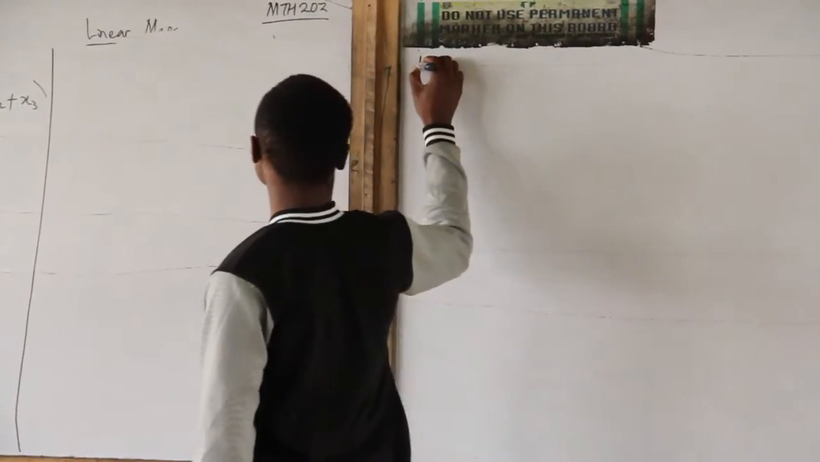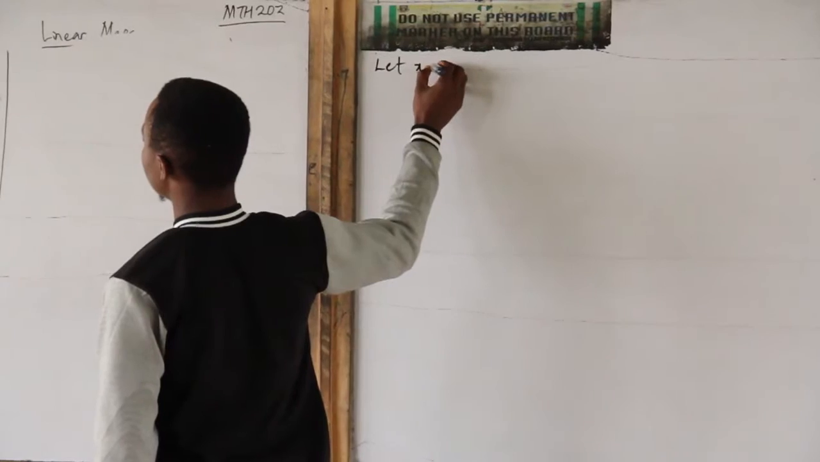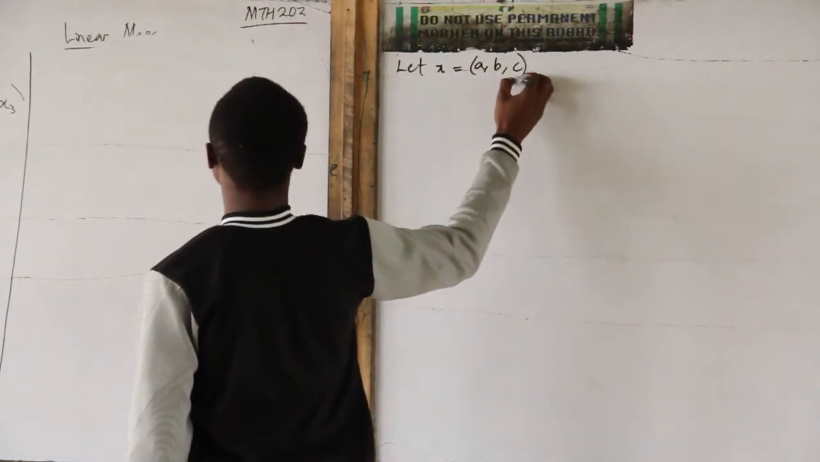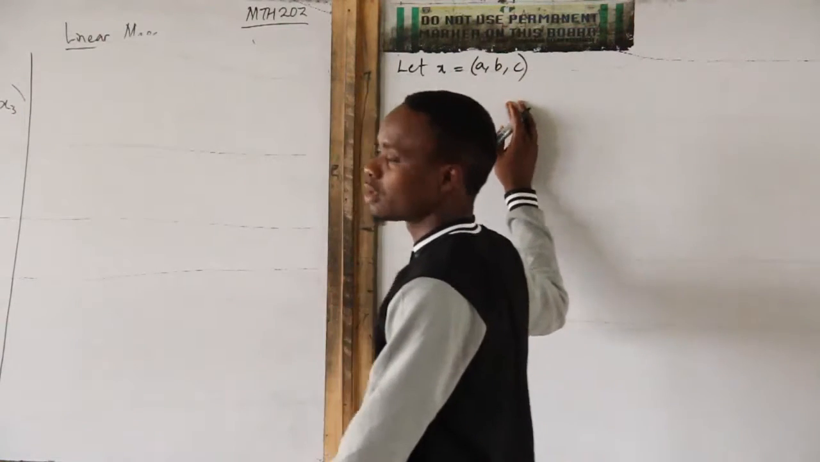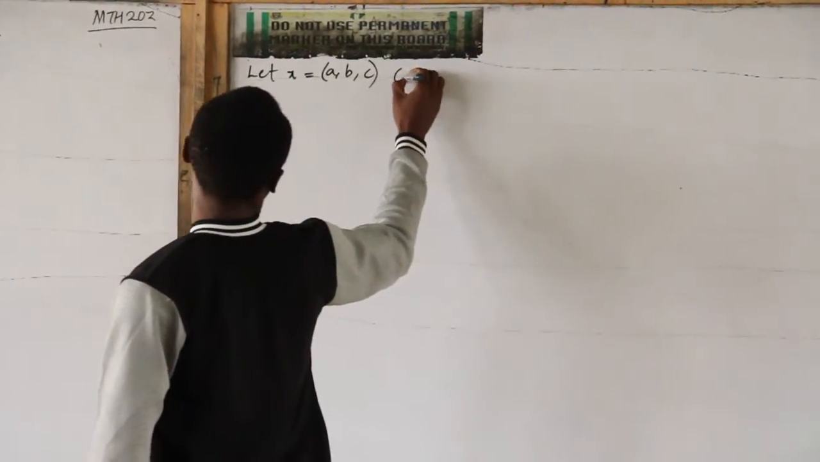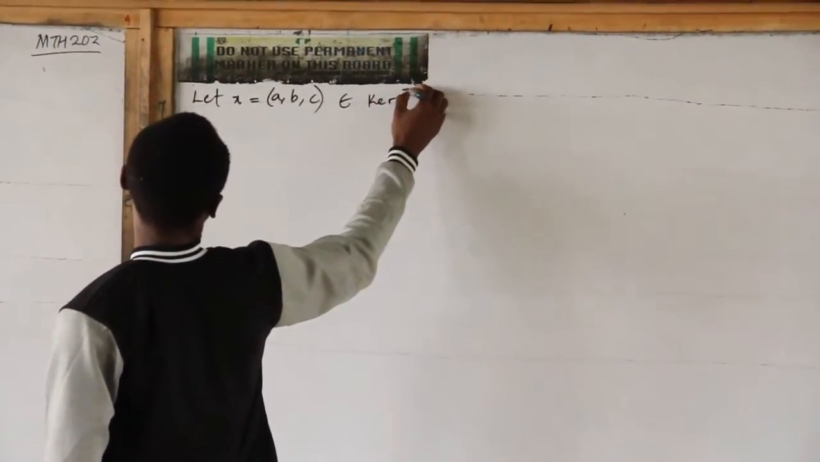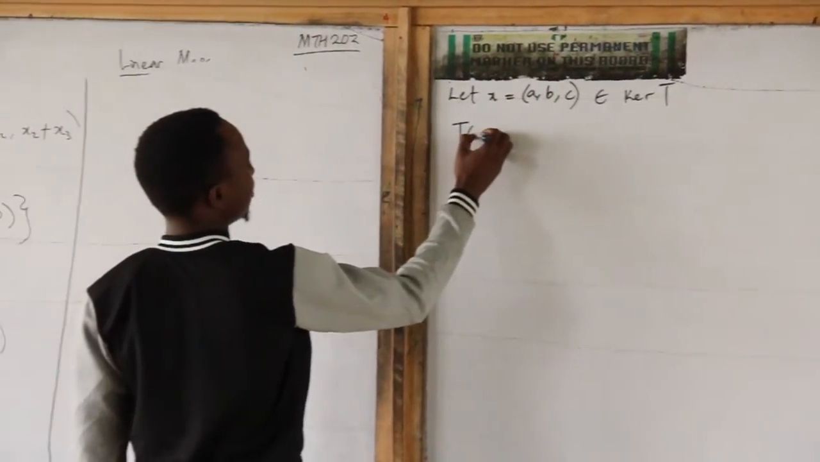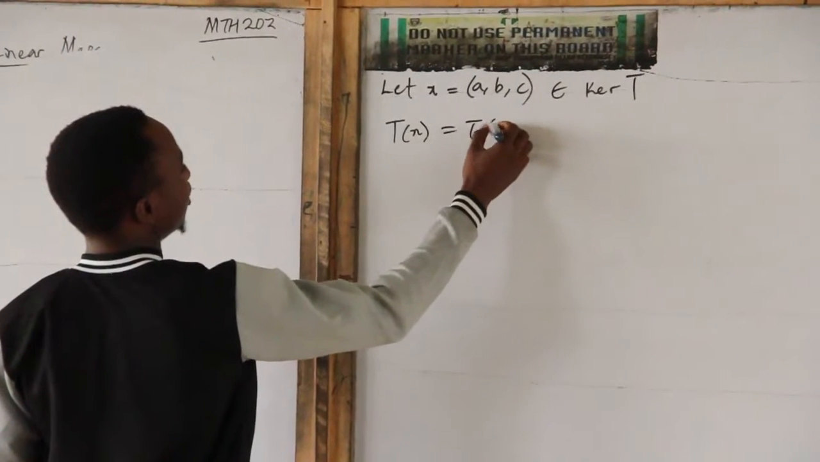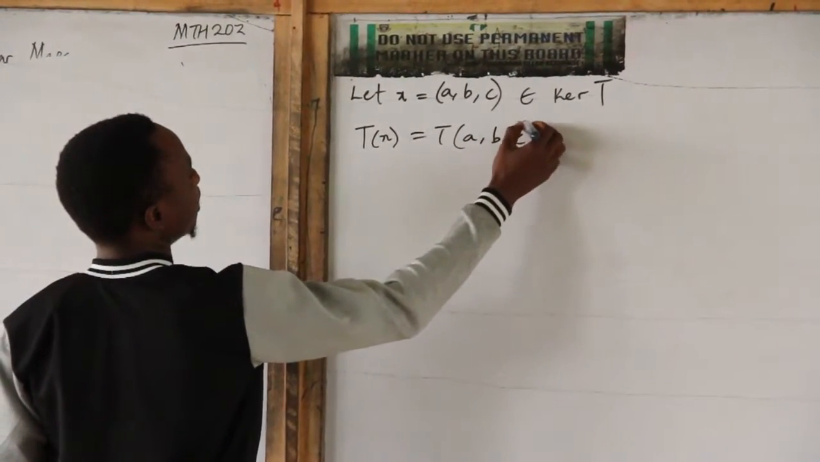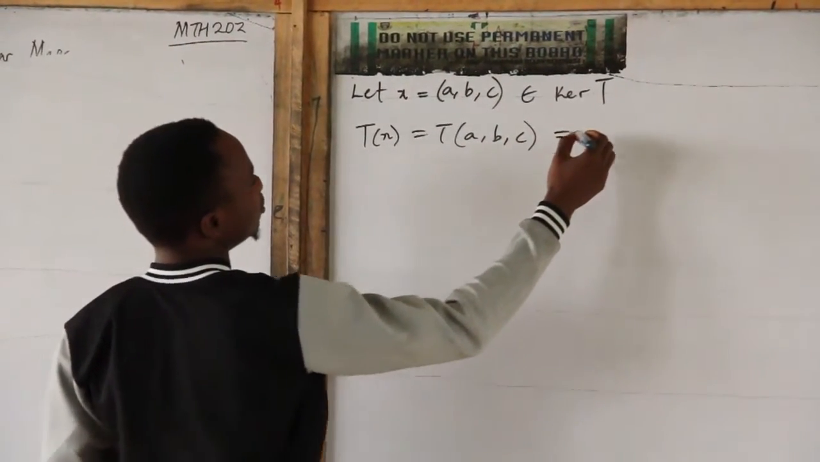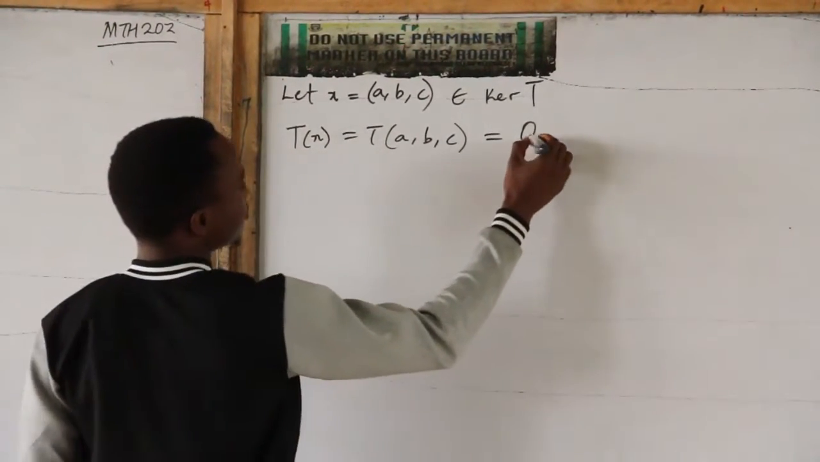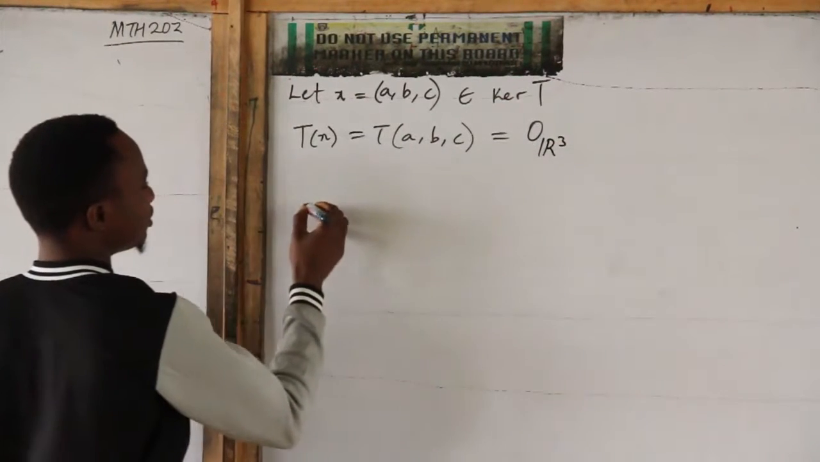Again, you say that x equals a, b, c. Doesn't matter. You use this one next week. The elements of ker T, which is an element of ker T, to follow that T of x, which will now be T of a, b, c, should be equal to 0. So the 0 element in R^3 should be equal to the 0 element in R^3.